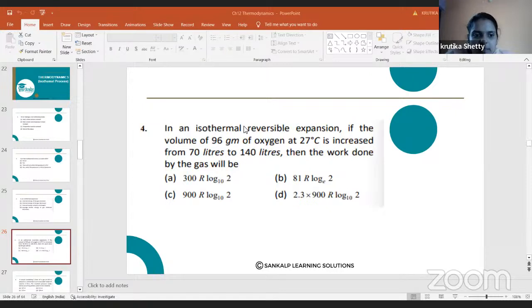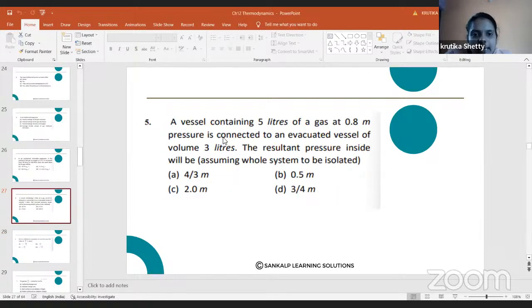A vessel containing 5 liter of gas at 0.8 m pressure is connected to an evacuated vessel of volume 3 liters. The resultant pressure inside will be... So here, assuming the whole system is isolated. Whole system isolated means there are no external factors affecting it. So option B, they are saying. Yes, it is option B.